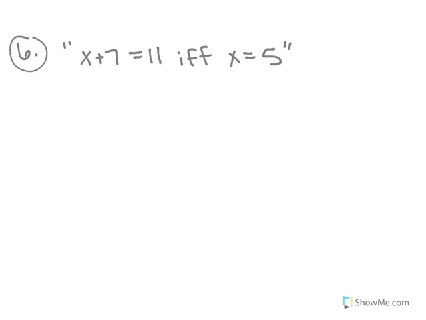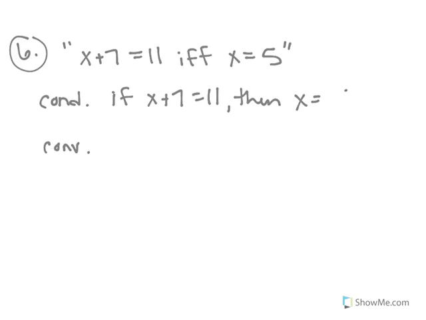Number 6, is this sentence biconditional? X plus 7 equals 11 if and only if x equals 5. The sum of 5 and 7 is not 11. It's actually 12. So there's a falseness in here somewhere. The way that we figure that out, again, is to look at the conditional and the converse. The conditional statement would be if x plus 7 equals 11, then x equals 5, which is false.